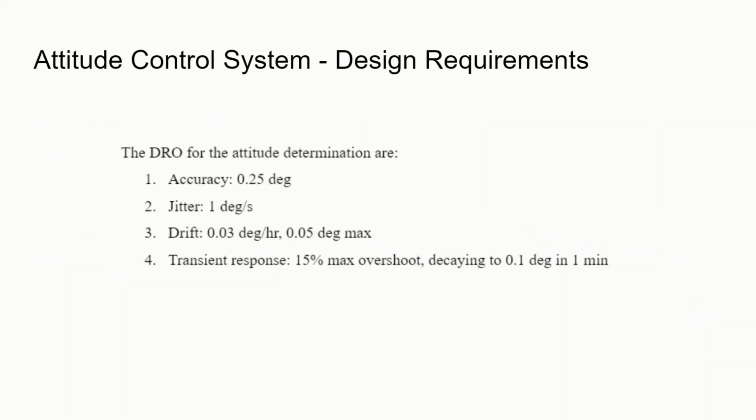And then for the attitude control system, we established the design requirements, including accuracy up to 0.25 degree, maximum jitter of 1 degree per second, drift of 0.03 degree per hour with 0.05 degree at the maximum, and transient response having maximum 15% overshoot, which decays to 0.1 degree within 1 minute.